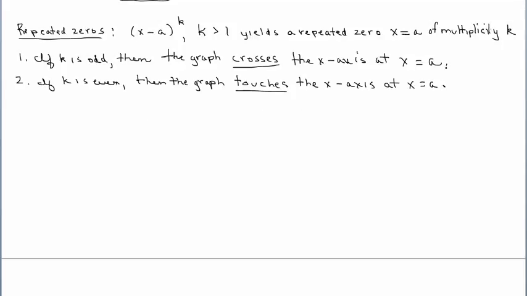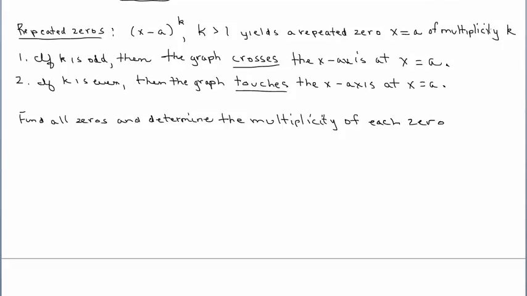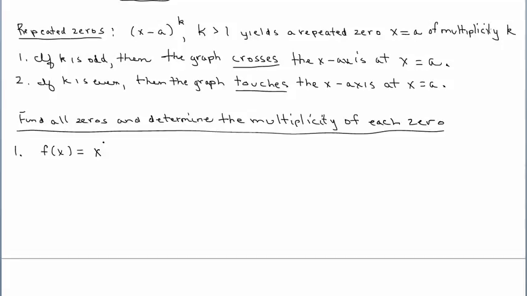So if we determine we have a multiplicity situation when we're trying to find the real zeros, we can think about what the graph is doing at that x equals a, or that x-intercept. So let's see what this looks like in some examples. We're going to find all zeros and then determine the multiplicity of each zero. So let's proceed in finding the zeros.